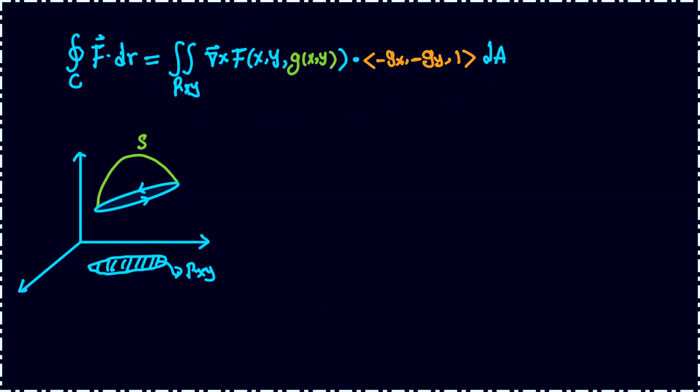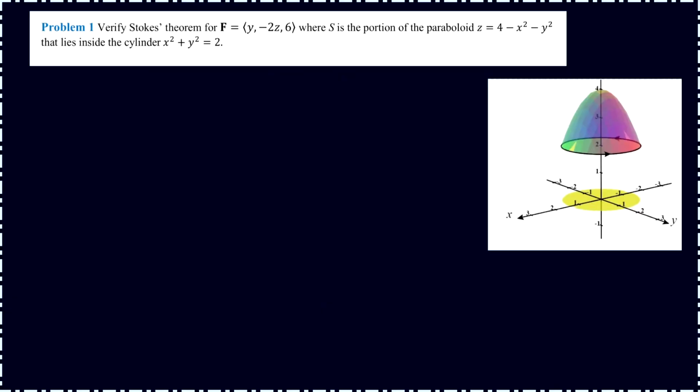Remember that if the vector field is conservative, then the curl of f is automatically going to be 0. So as expected, you're going to end up with a 0 line integral. Okay? We talked about that before.